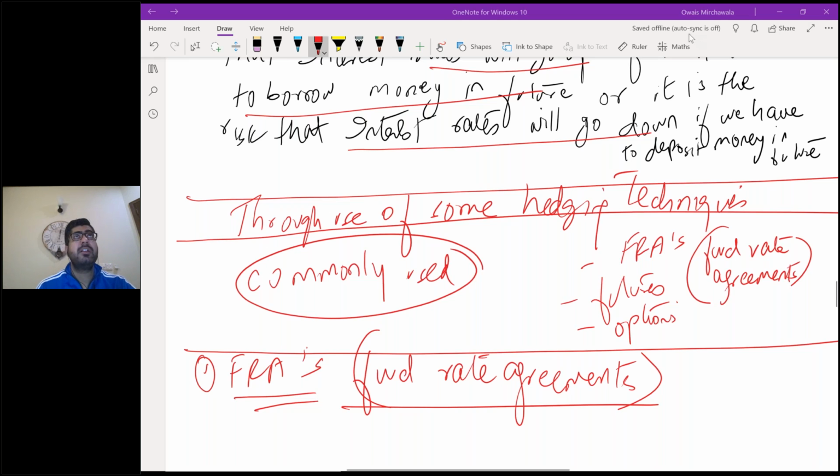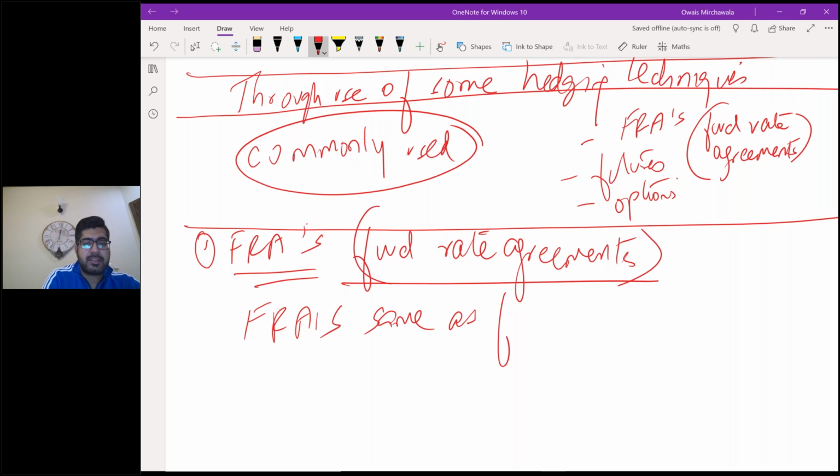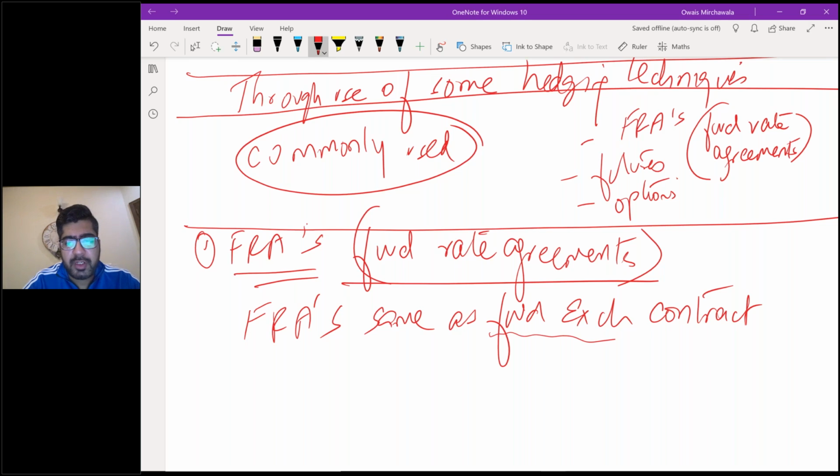Okay, so the first technique to manage interest rate risk is called FRAs, forward rate agreements. Now you can consider FRAs almost the same as a forward exchange contract. Now, what do we do in a forward exchange contract?